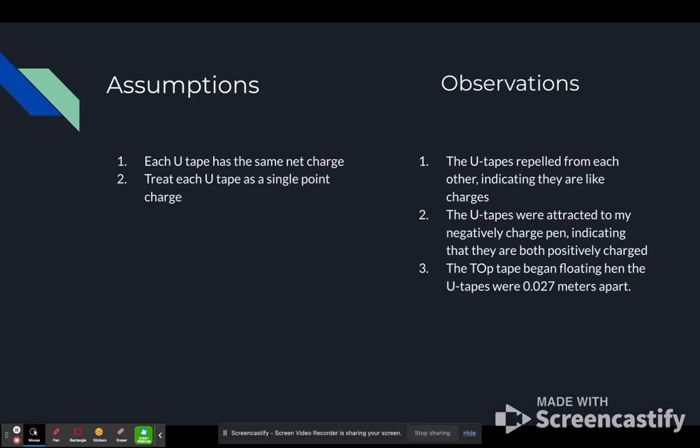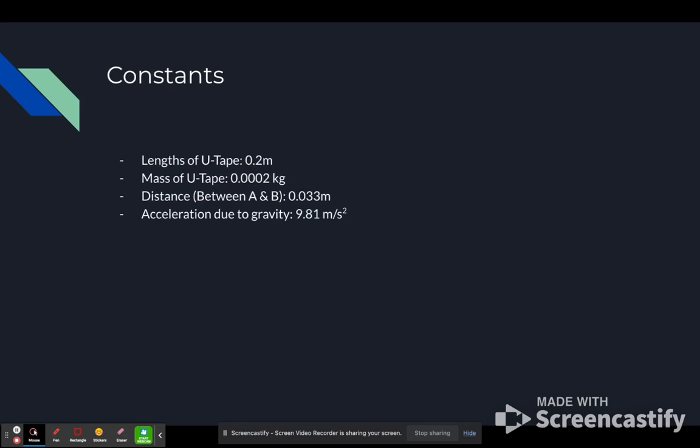Observations. The U-tapes repelled from each other, indicating they are like charges. The U-tapes were attracted to my negatively charged pin, indicating that they are both positively charged. The top tape began floating when the U-tapes were 0.027 meters apart.